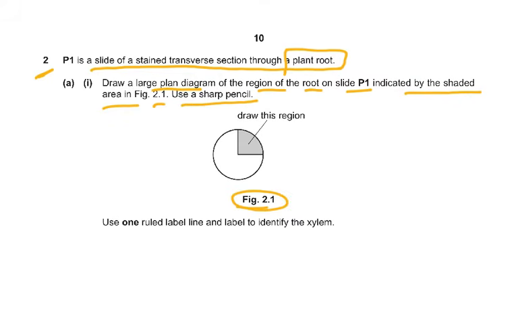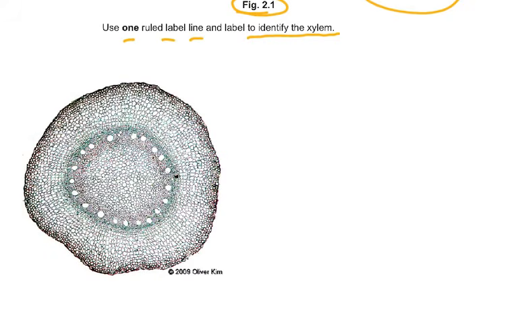You're going to see a slide which has been sent by Cambridge and you will see a whole root in it, but you've got to just draw the quarter of it. Use one ruled label line and label to identify the xylem. So I don't have the Cambridge slide. I don't know what the Cambridge slide was, but I have a rough idea. So I'm going to just give you a slide and show you what was supposed to be done about this. Suppose the slide looked like this.